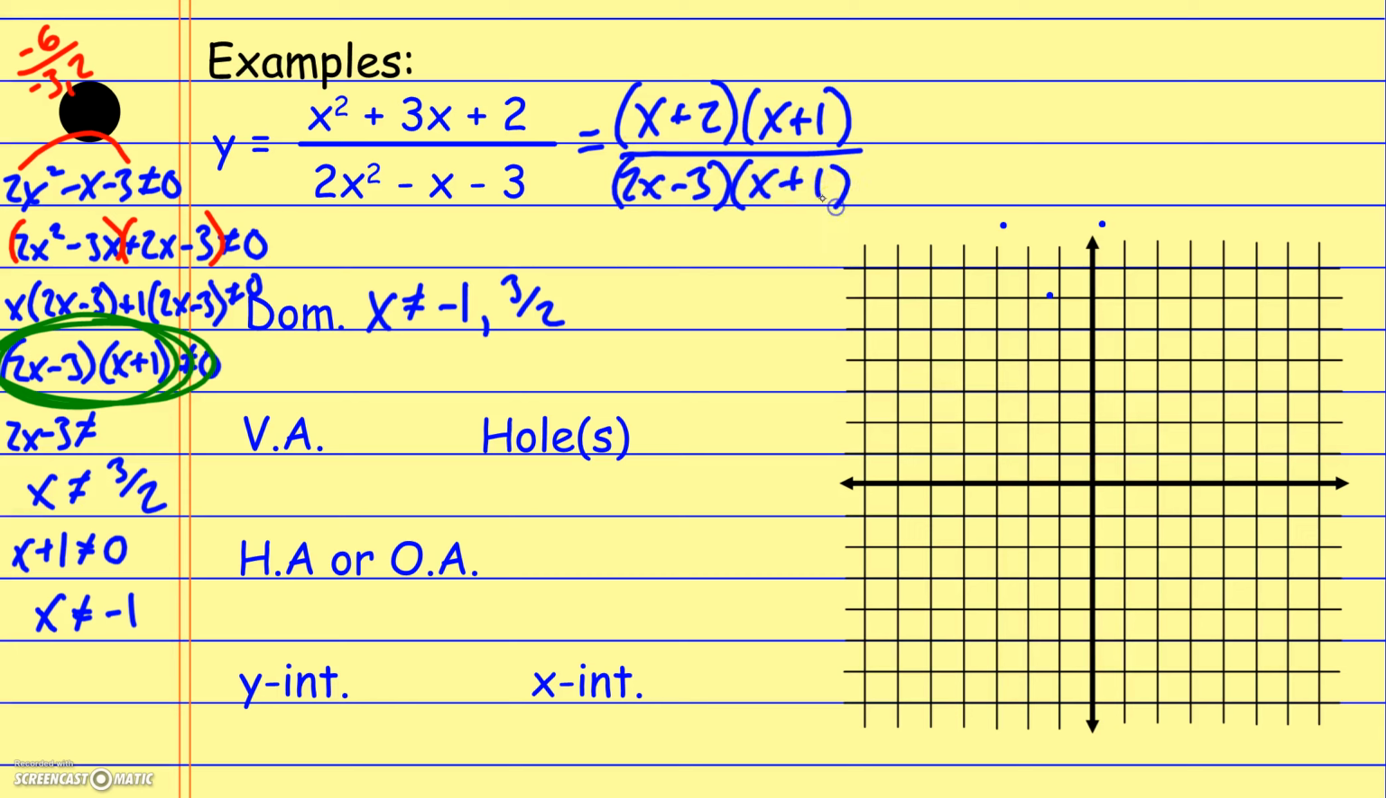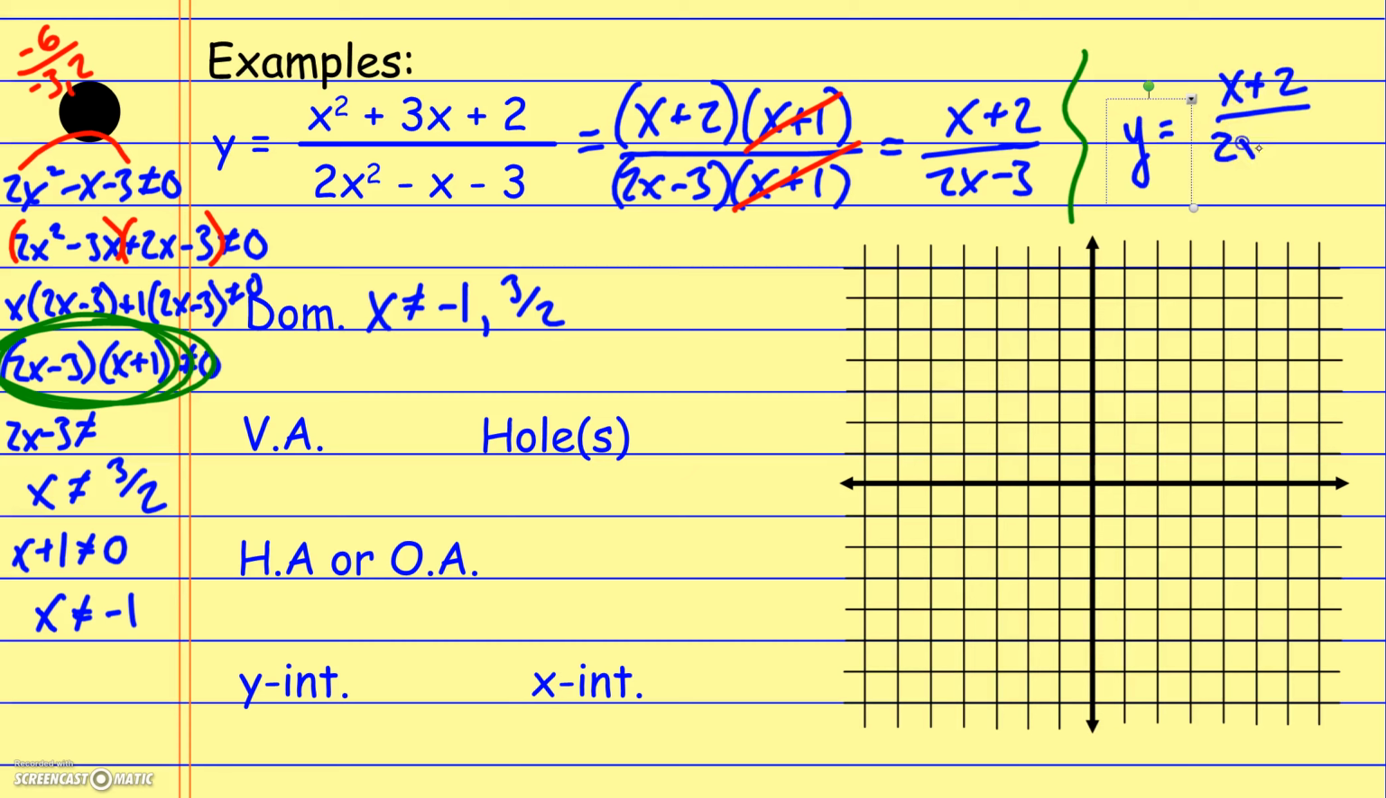And now I cancel out any common factors. So when I look at this thing, I've got a common factor of x plus 1, so I'm going to cancel those out. And after I cancel out those x plus 1s, I'm left with an x plus 2 over a 2x minus 3. And I should always write that down. A lot of people don't write down that simplified version. It's really important to have that because everything else I do with this function, I'm going to think about this guy. I'm going to think about y equals x plus 2 over the 2x minus 3.